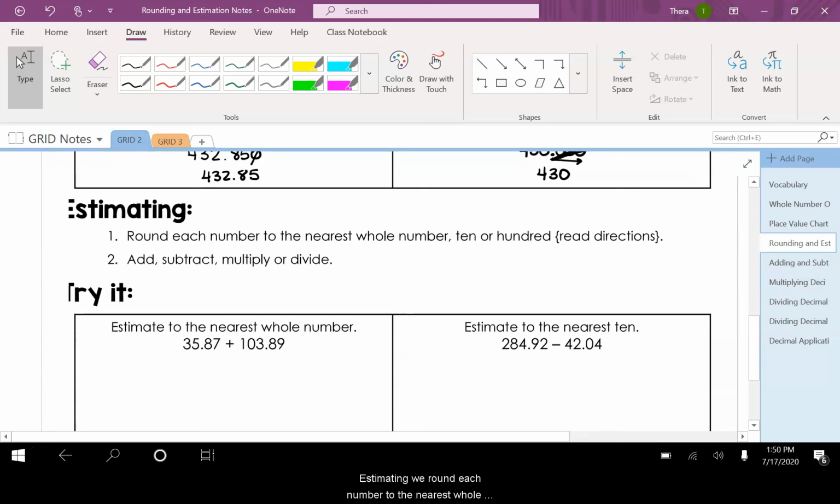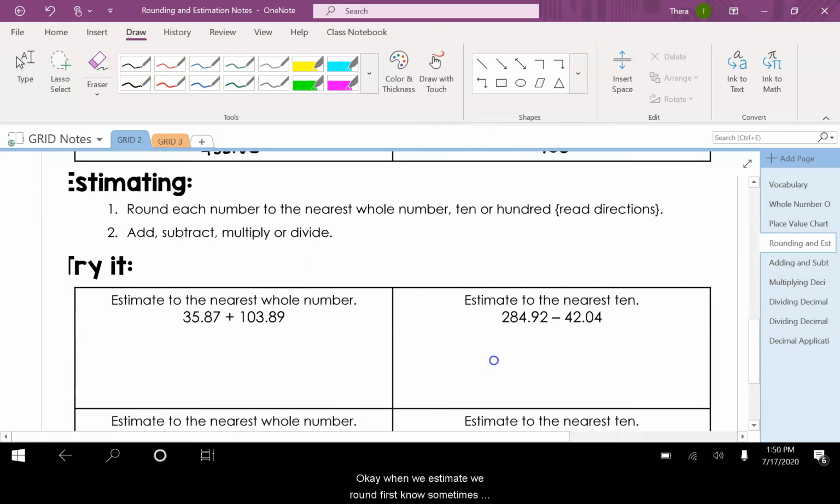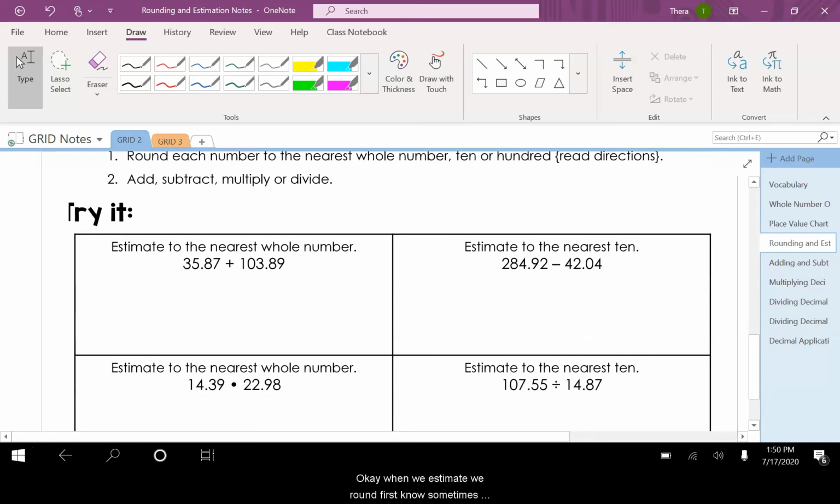Okay, let's move on to estimating. Estimating, we round each number to the nearest whole number, 10 or 100, depending on what the directions tell us to do. Then we add, subtract, multiply, or divide. So when estimating, you need to round first. Okay? When we estimate, we round first.